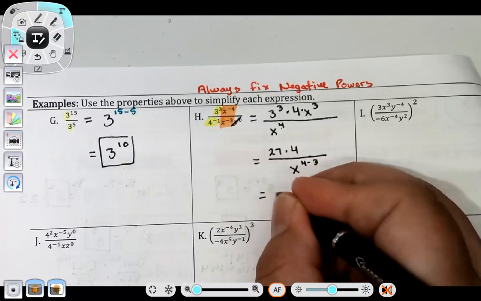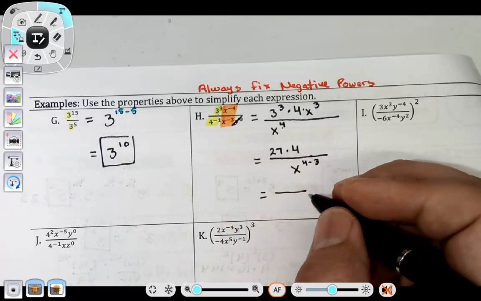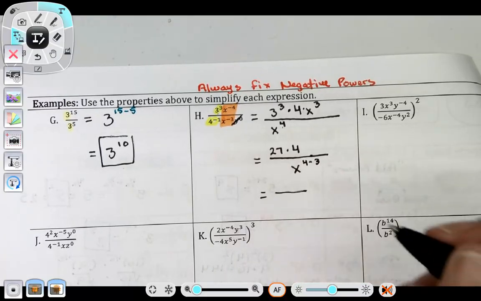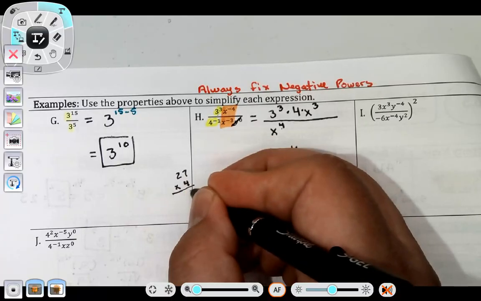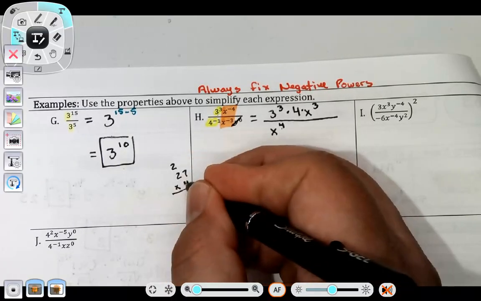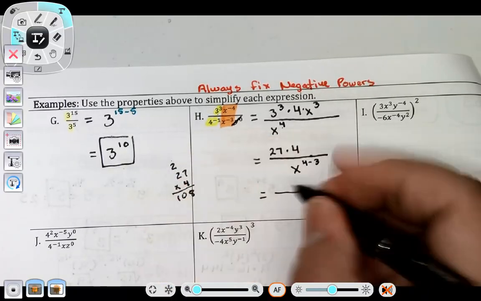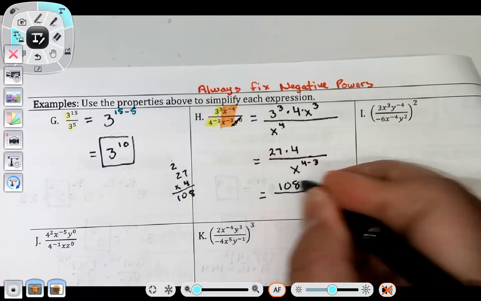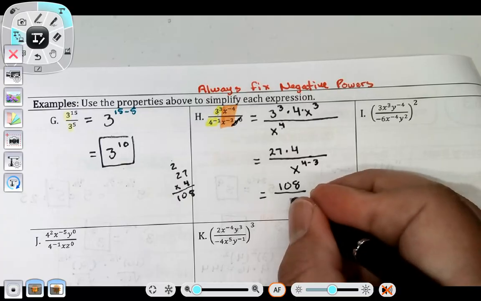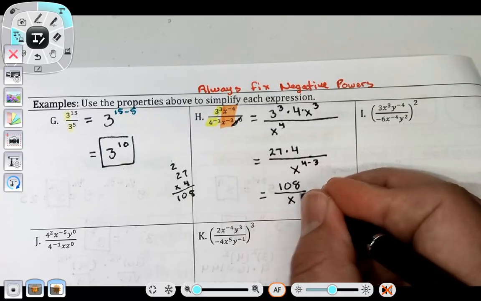And now let's officially finish it. You might need a calculator here. What's 27 times 4? If not, old school, look, 27 times 4: 4 times 7, 28. 4 times 2 is 8, 108. And where am I writing the 108? In the top, because that's where my numbers were. Where am I writing my x? And what's the new power? So I don't even need to write it.